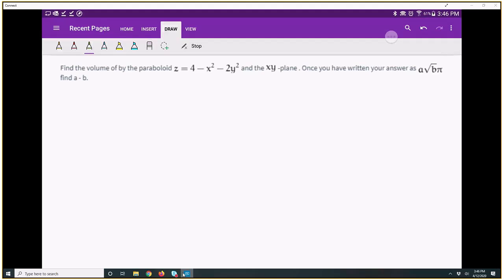In this chapter, in section 2, we are going to try to find the volume of a three-dimensional surface bounded over a closed region. The first problem I'm going to show you is finding the volume under the paraboloid z equal to 4 minus x squared minus 2y squared and above the xy plane.